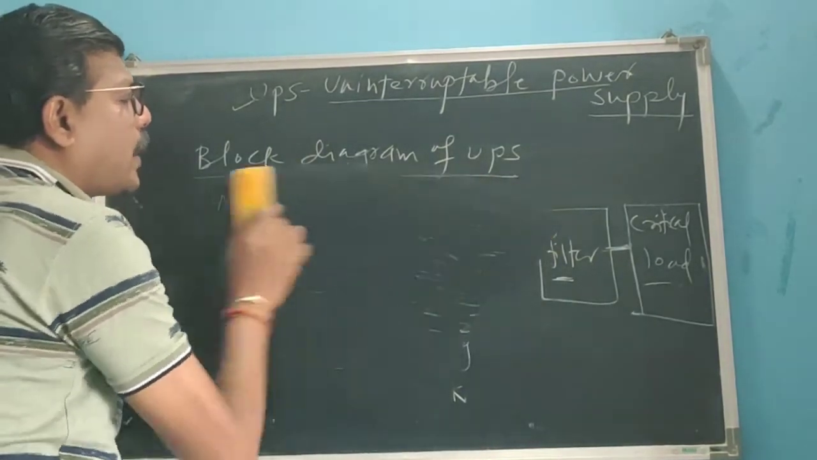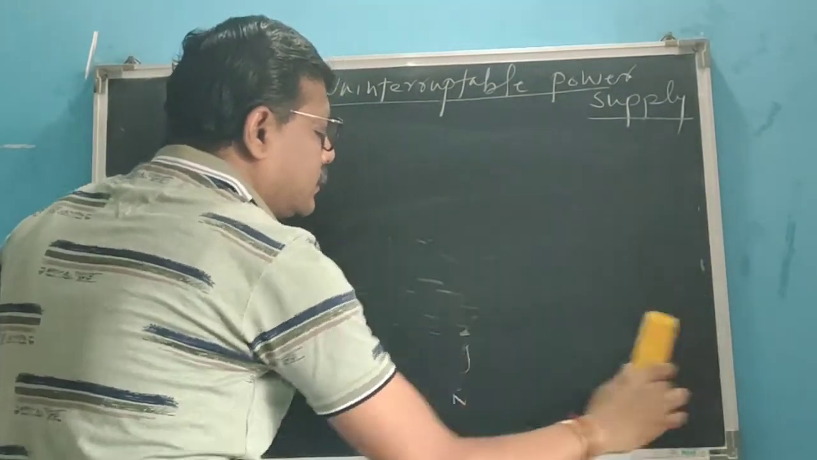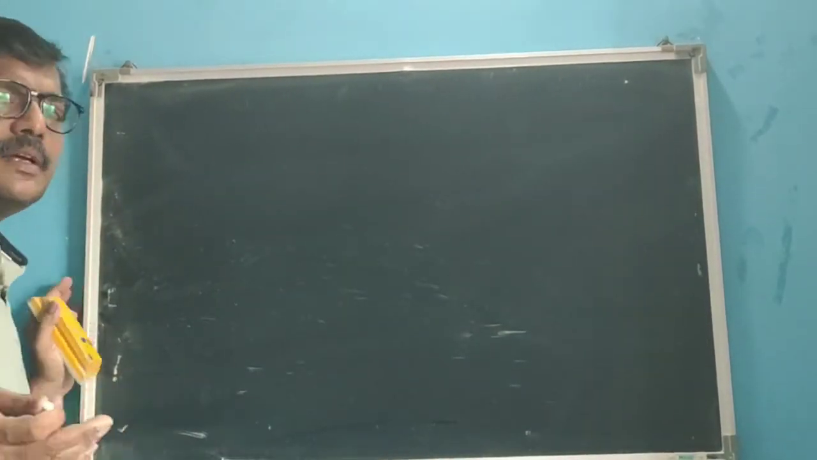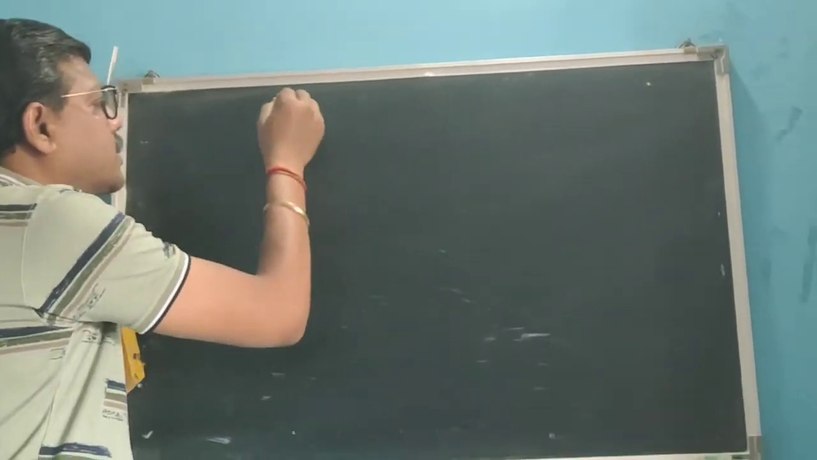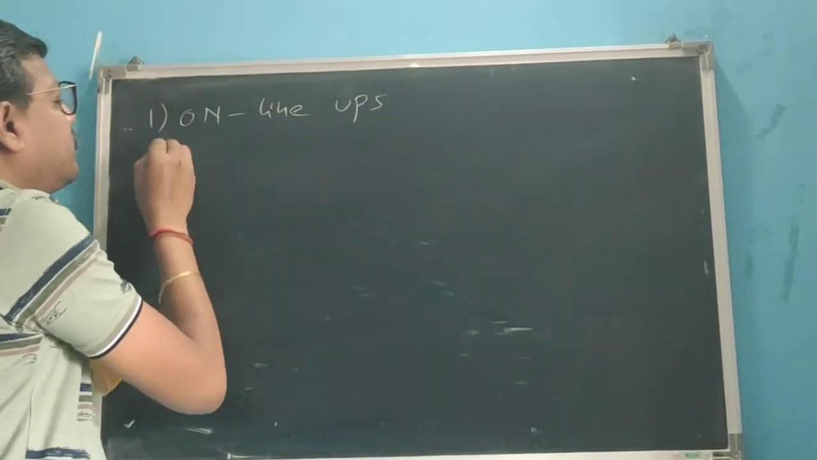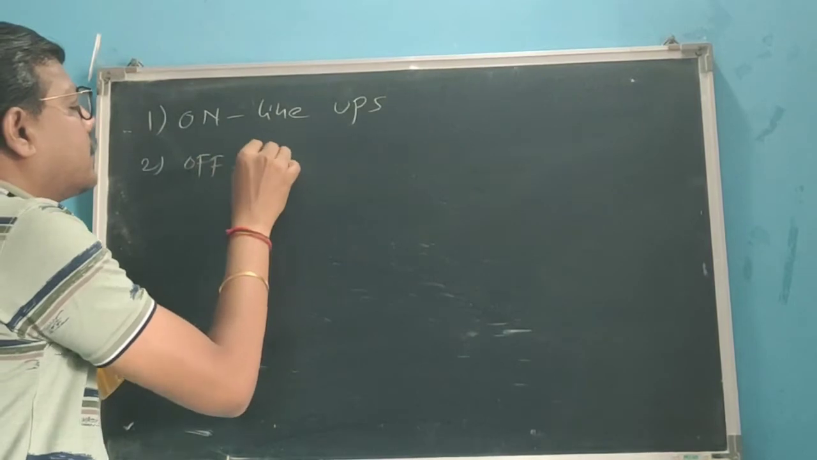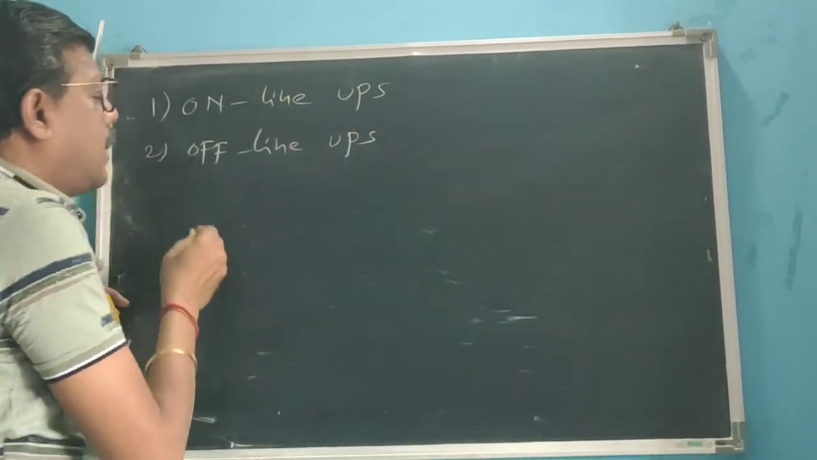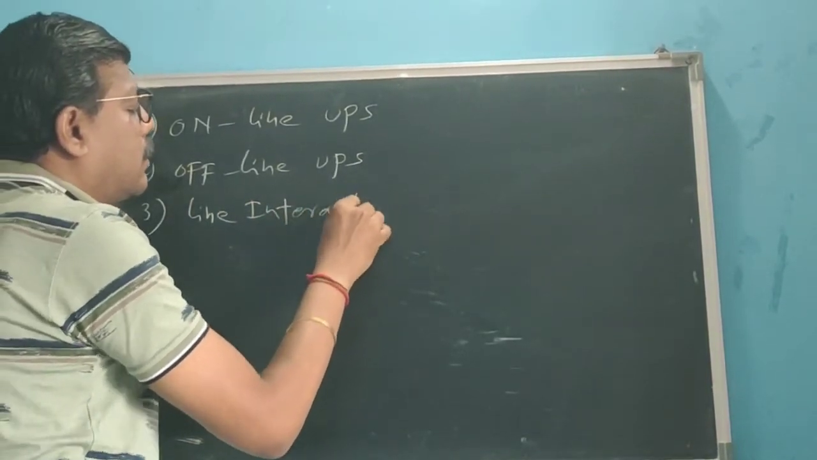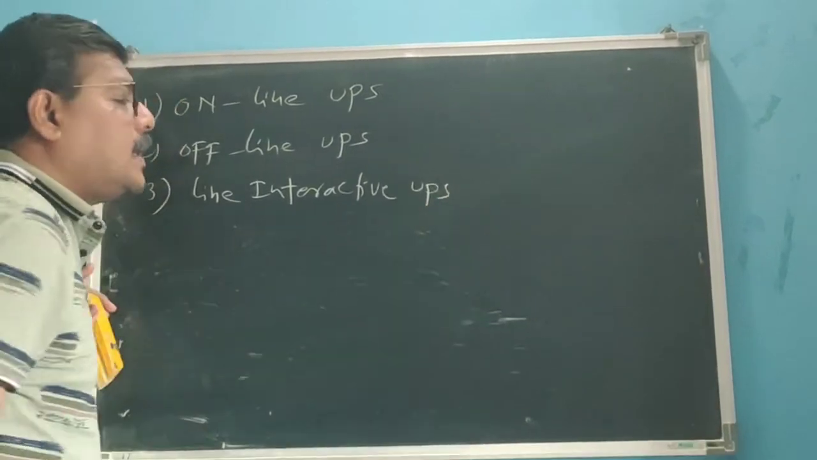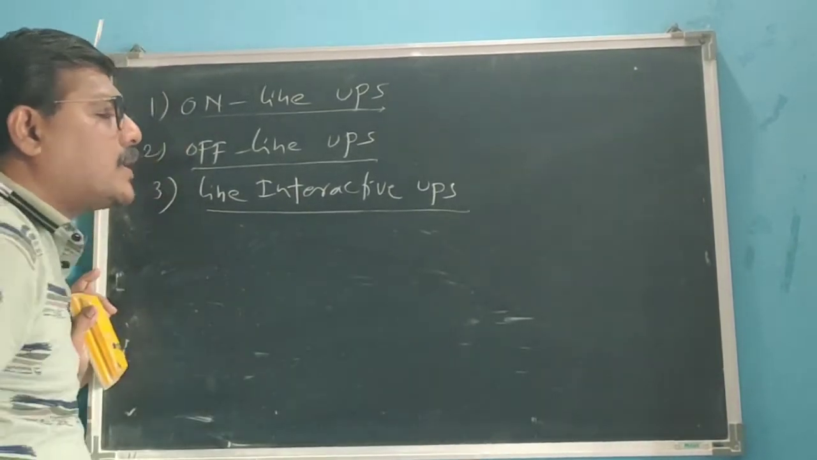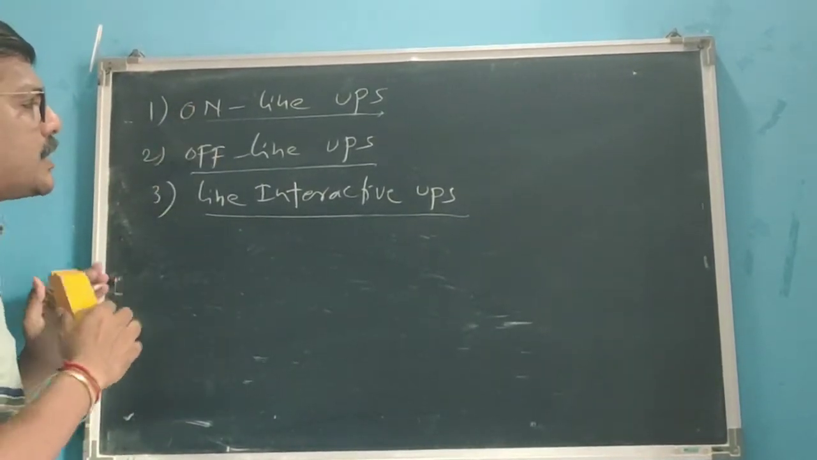Now, generally there are three types of UPS. First is the online UPS. Second, the offline UPS. And third is the line interactive UPS. Online UPS, offline UPS and line interactive UPS. These are the types of UPS. We are going to see them one by one.